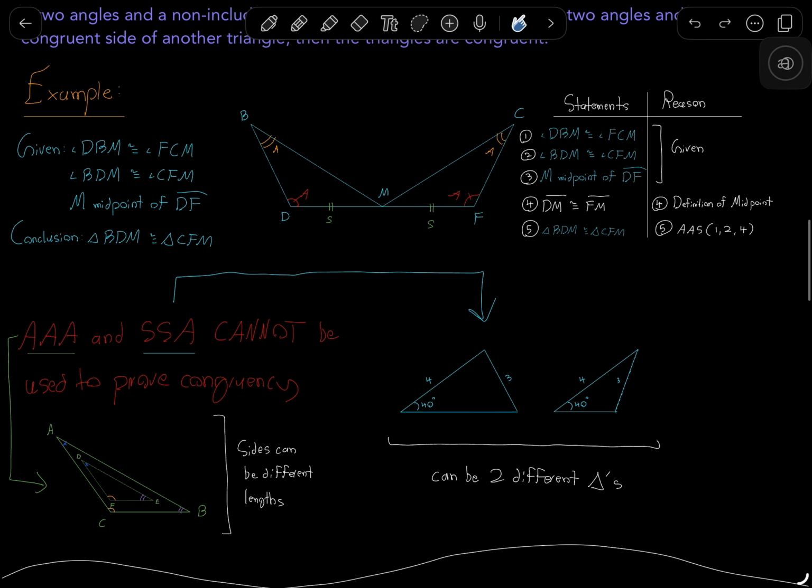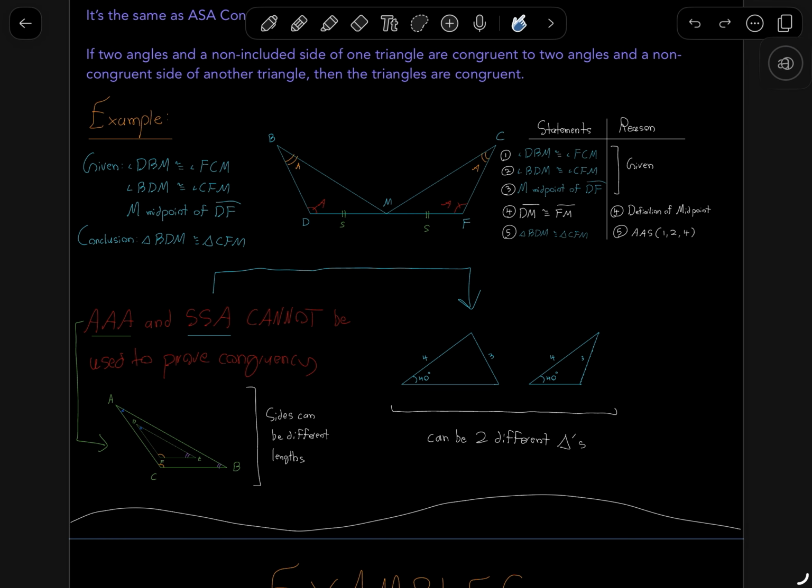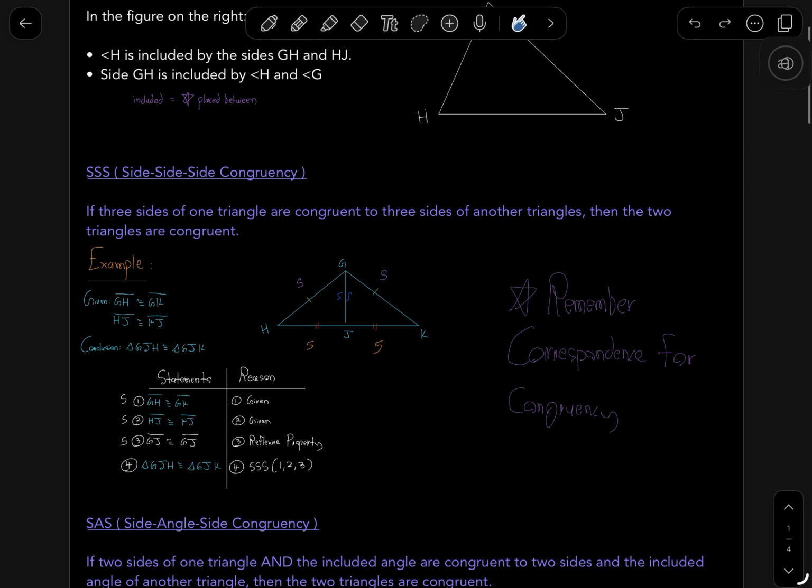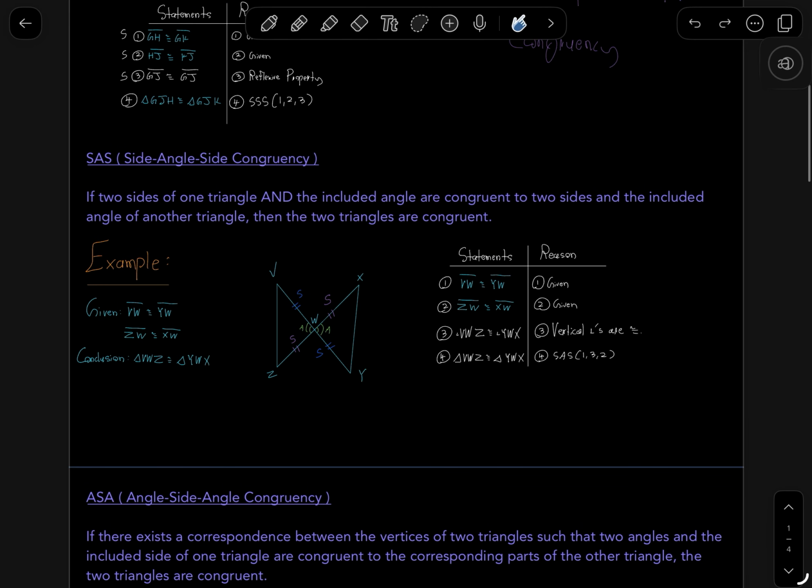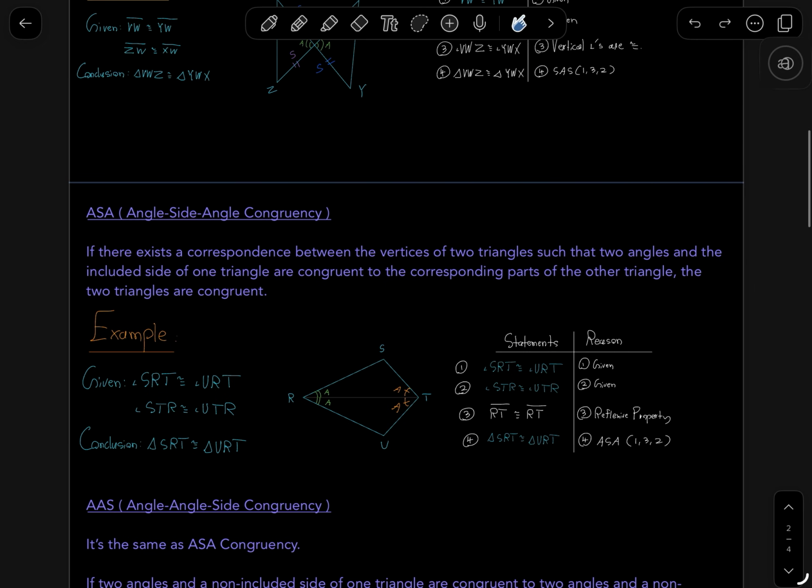So hopefully that made sense. As long as you understand, first of all, what included means, right? Included means between. SSS, side, side, side: all three sides are congruent to the other three sides. Side, angle, side: you have a pair of sides, an included angle, and another pair of sides. And then angle, side, angle, where you have two angles and an included side.